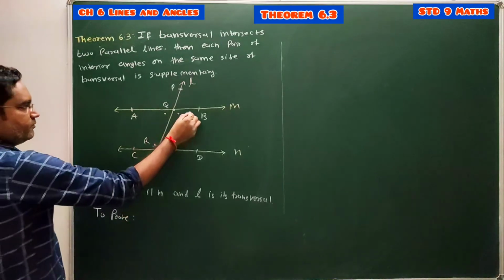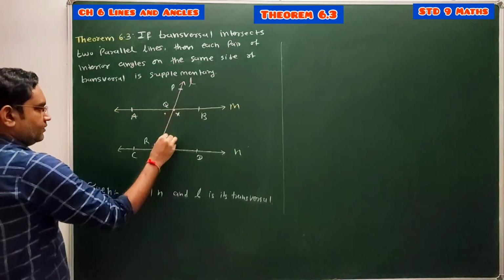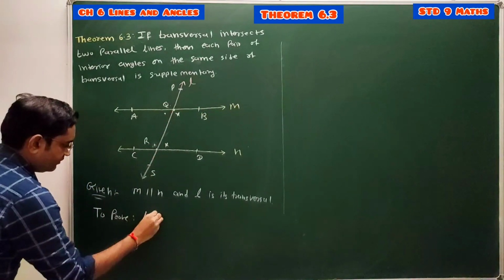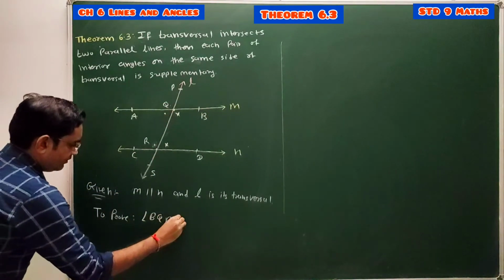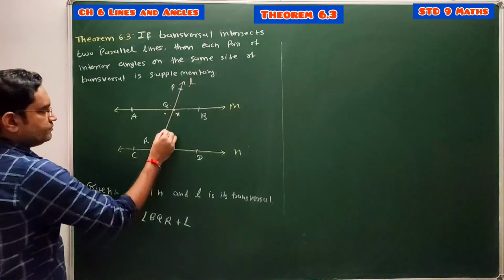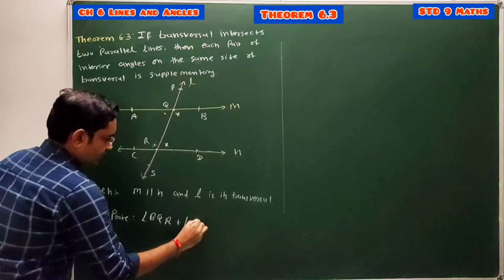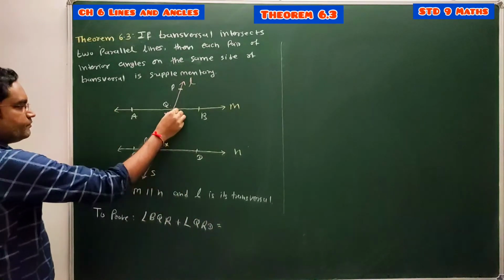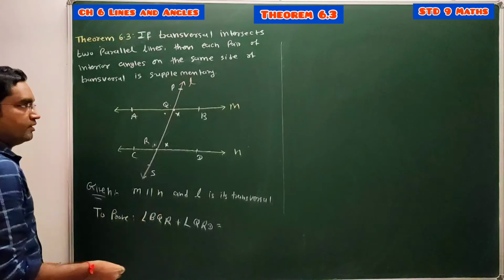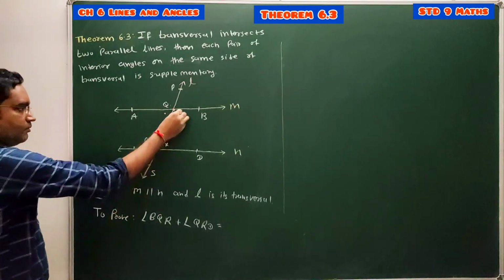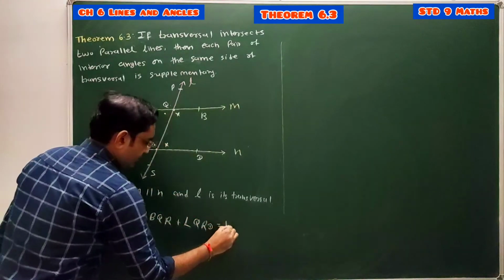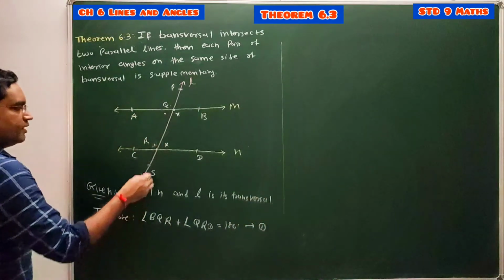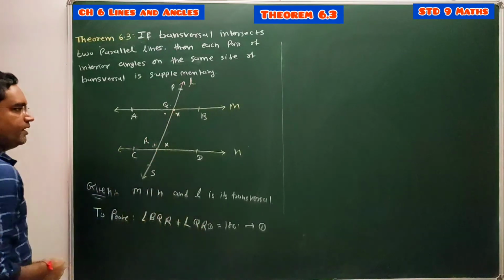So the first pair of angles, this pair of angles, angle BQR plus angle QRD. These two angles, that is interior angles on the same side of the transversal, are supplementary angles. So the sum of these two angles is 180 degrees. So interior angles on the same side of the transversal are supplementary angles, so their sum of measure is equal to 180 degrees.